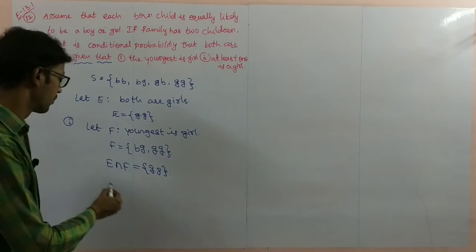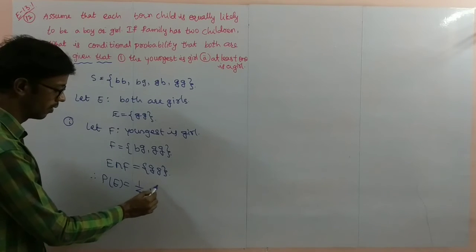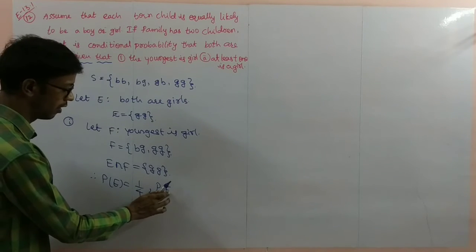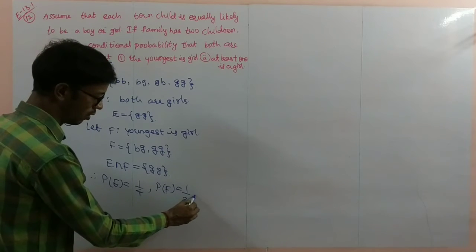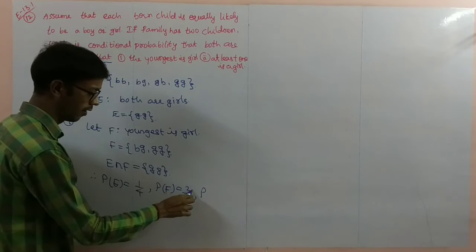Next here, probability of E is equal to 1 by 4. Probability of F is equal to 1 by 2. Sorry, probability of F is equal to 2 by 4.